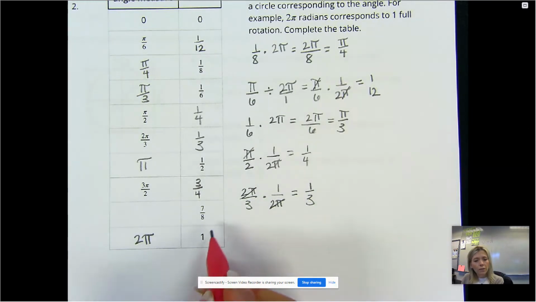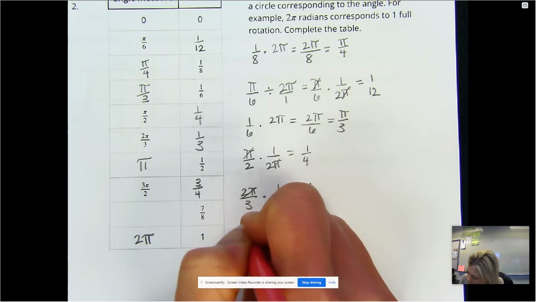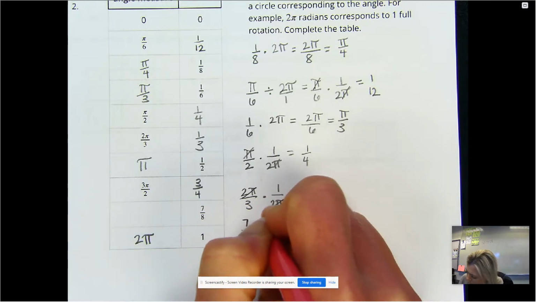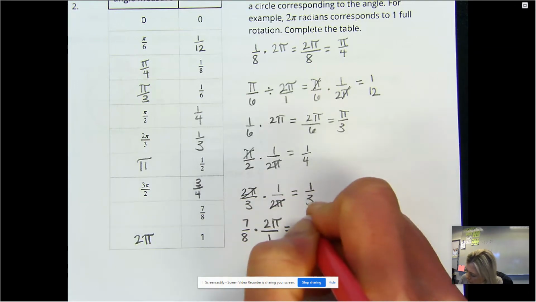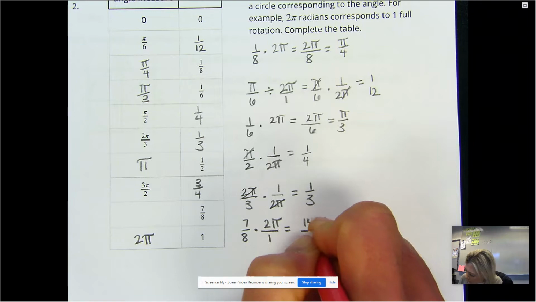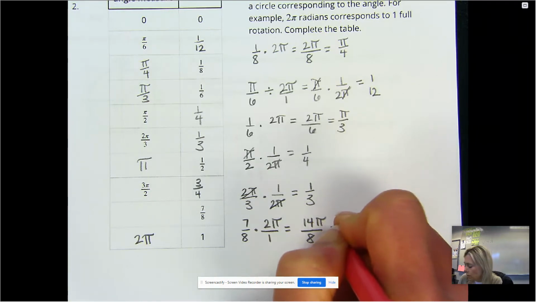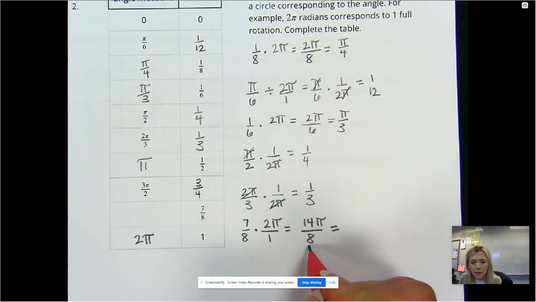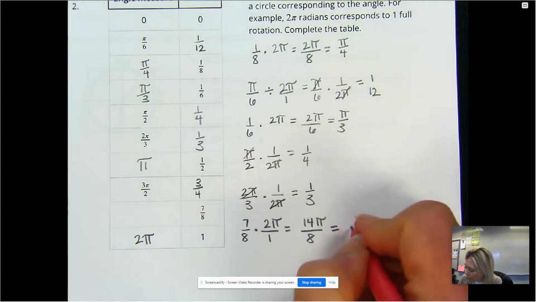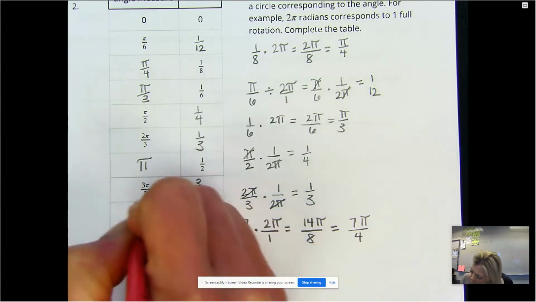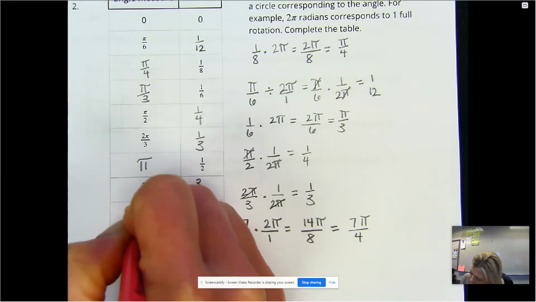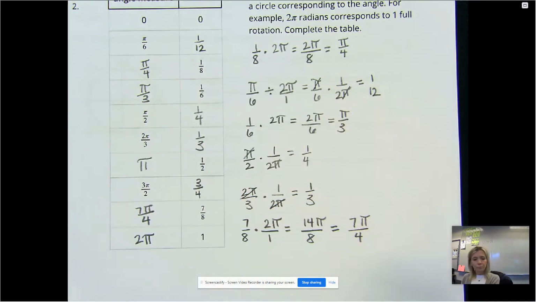And then finally, if we have a 7/8 rotation, it's 7/8 of the total. The total is 2 pi. So 7 times 2 pi is 14 pi. 8 times 1 is 8. And we can reduce this a little bit because 14 and 8 are both even, divisible by 2. We get 7 pi over 4. So this is 7 pi over 4.